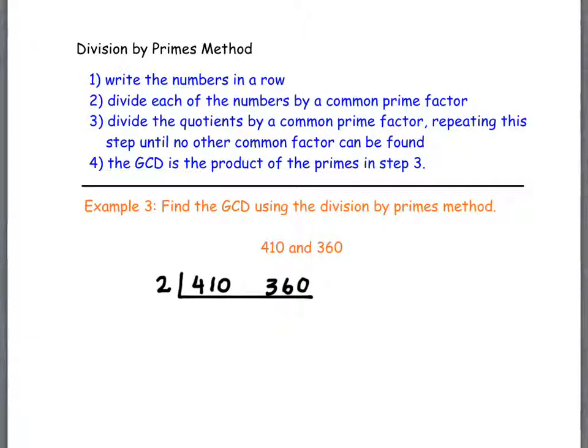So 410 divided by 2 is 205. Yeah, the numbers did change, beware. And then 360 divided by 2 is 180. That one actually is the same number we had last time. And we do it again.